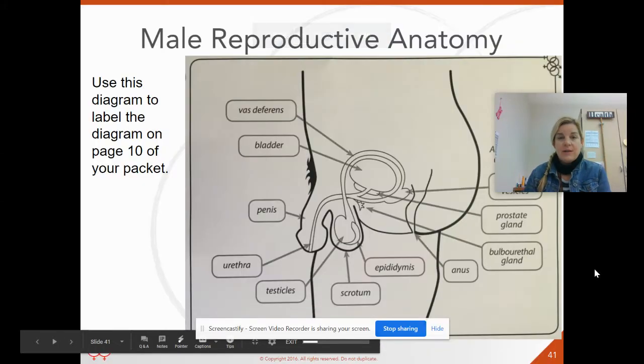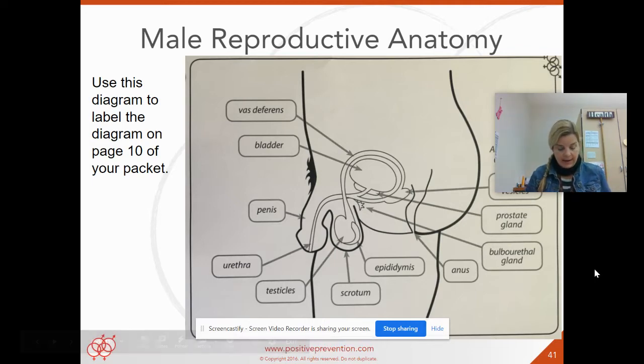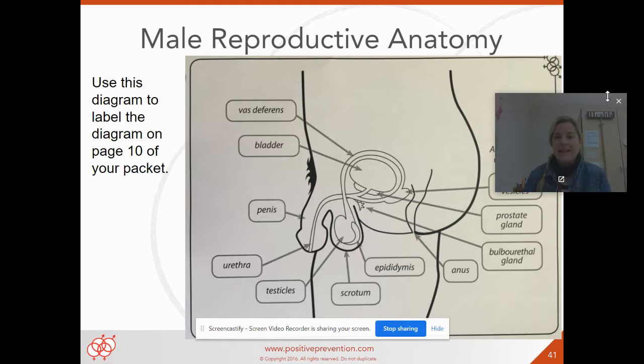This slideshow is going to be covering the male reproductive system. In our packet, this would start on page 10 and conclude on page 12. So if you can turn to page 10 in your packet, let's get started.